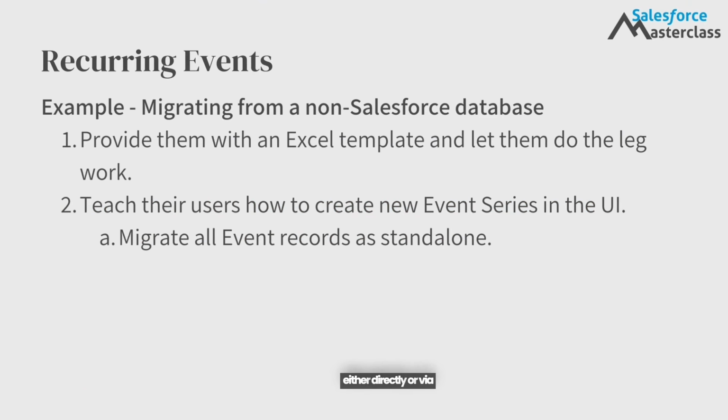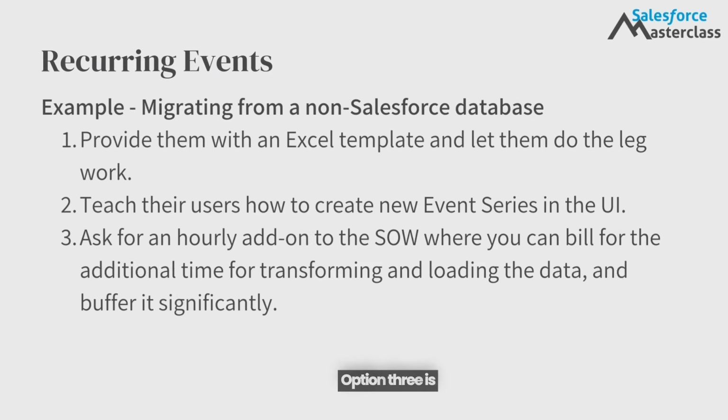Teach their users, either directly or via Train the Trainer, how to create their own new event series in the UI. You then will migrate their event data without any series functionality, but all of the historical and future events will be created as part of the migration. Option three is to increase the scope of work to accommodate the additional hours required to create, transform, test, and insert new event series data. Make sure you feel comfortable with the amount of hours that you ask for this effort.